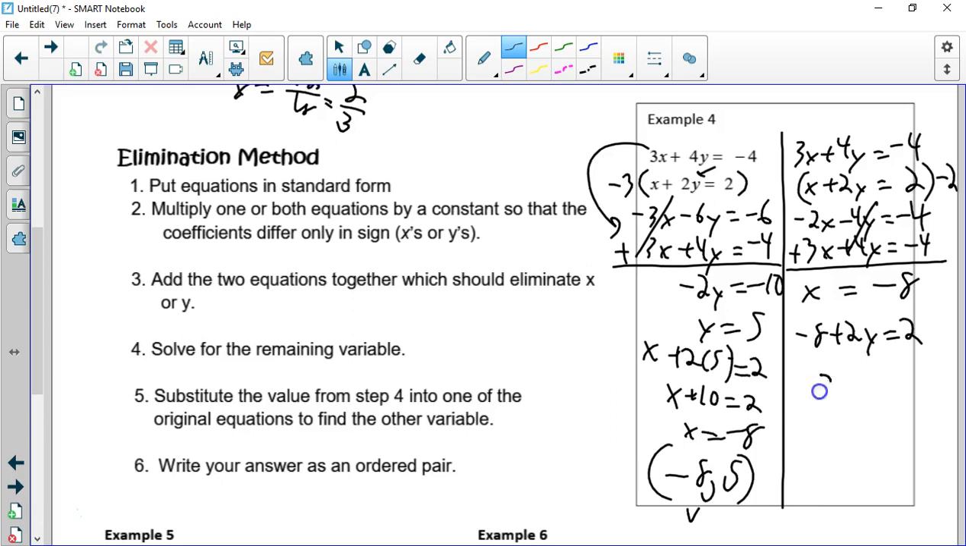Add 8 to both sides. 2y equals 10. Divide by 2, y is 5, and I get the exact same point of intersection.